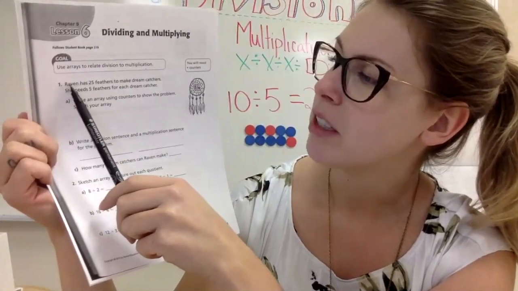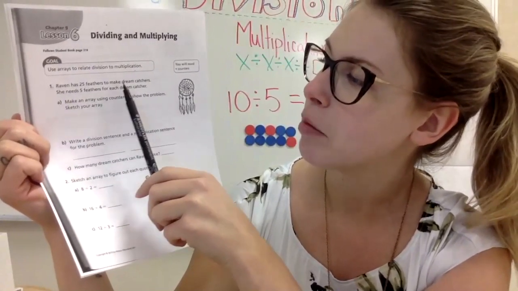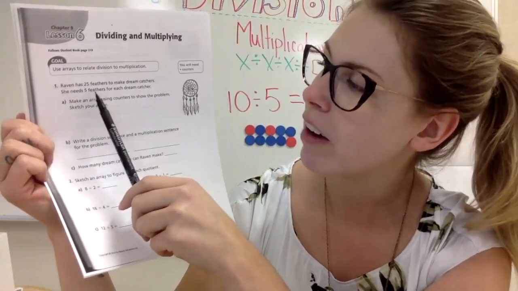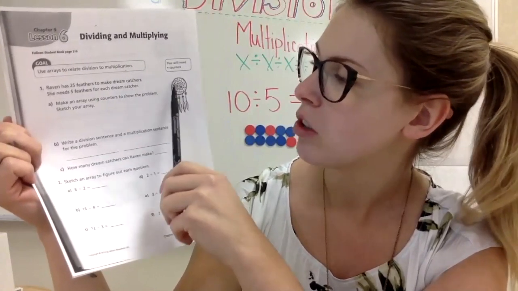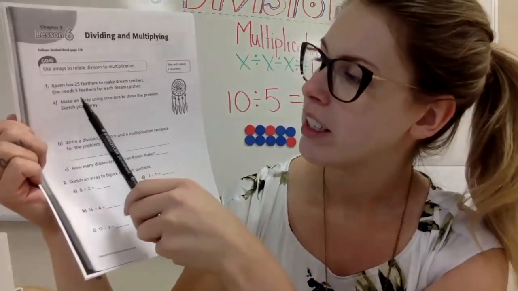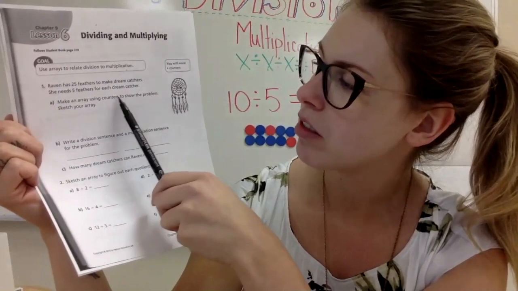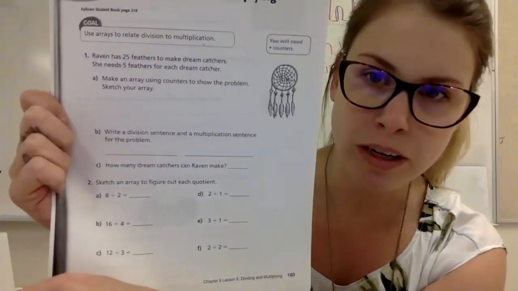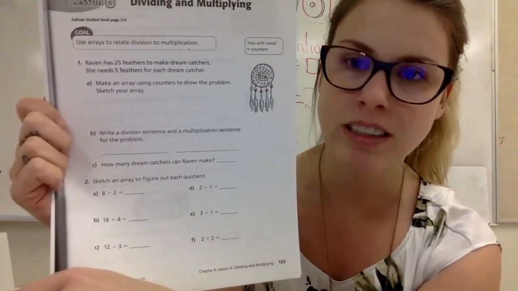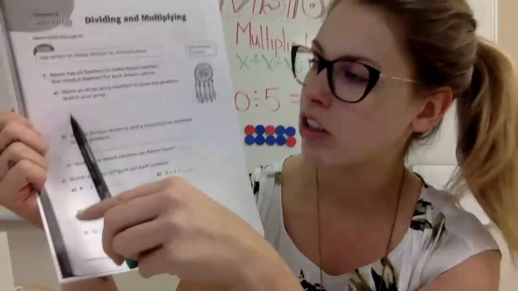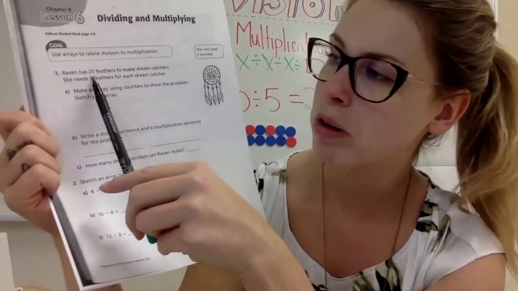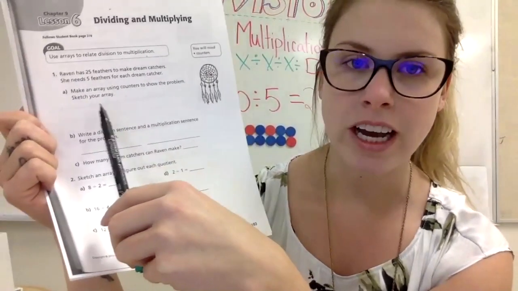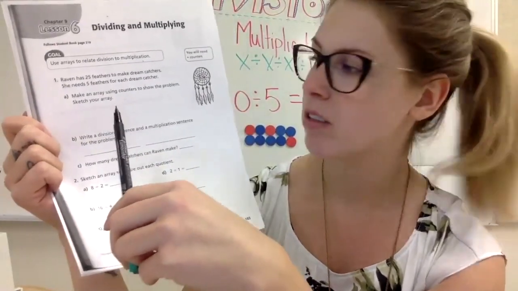Number 1 says, Raven has 25 feathers to make dream catchers. She needs 5 feathers for each dream catcher. So she's making these guys. It says make an array using counters to show the problem, but it also wants you to sketch the array. So please make sure that you're drawing your picture when it asks. Same thing as before, if you need to draw out your 25 feathers on the side and then cross them off as you make your array, that's totally fine.